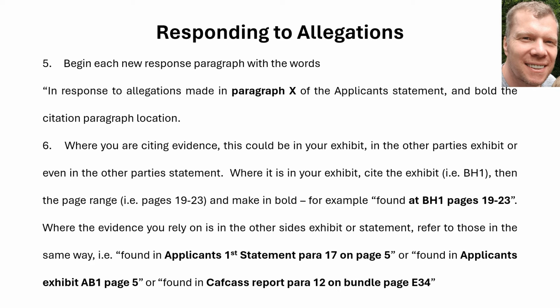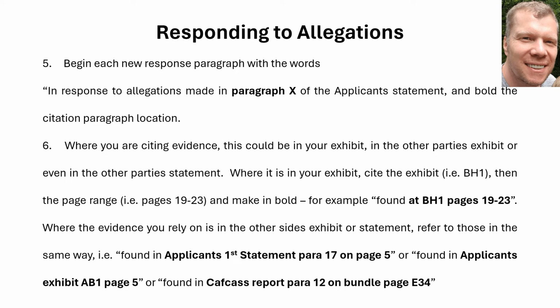Where you're citing evidence, this could be in your exhibit, it could be in the other party's exhibit, or it could even be in the other party's statement. Where it's in your exhibit, cite the exhibit, for example BH1, then the page range, for example pages 19 to 23, and make it bold. So, for example, you can find this document at BH1, pages 19 to 23, and you're bolding that to make it stand out for the judge so they know where to find it.